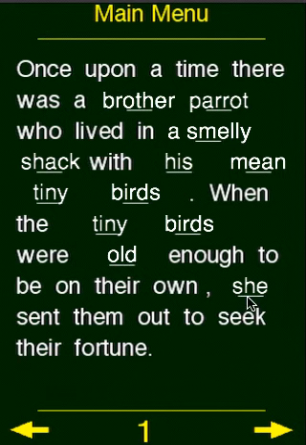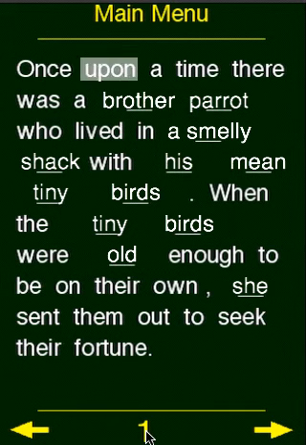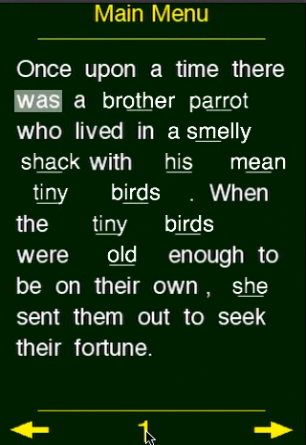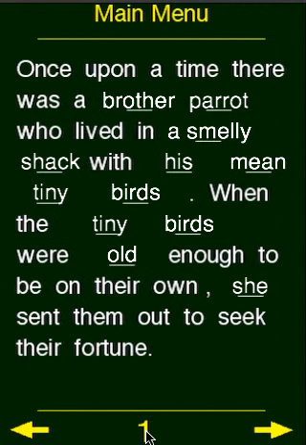Every underlined word can be changed just by touching it for 2 seconds, and then it starts to cycle through choices. You can press the page number. Once upon a time there was a brother parrot. And when you let up, it stops. So you can have it read back to you, or the child can, or they can run their finger across it if they like.